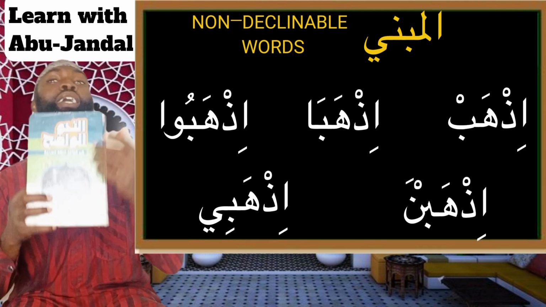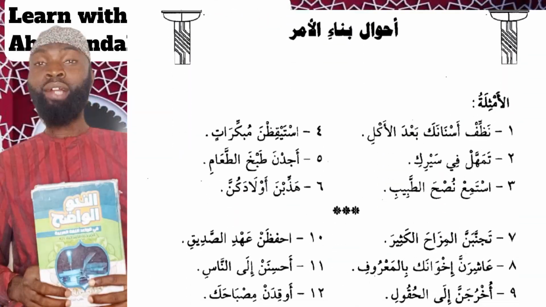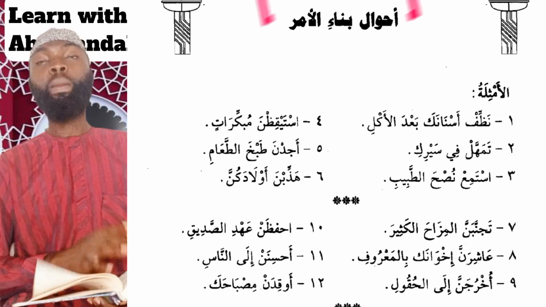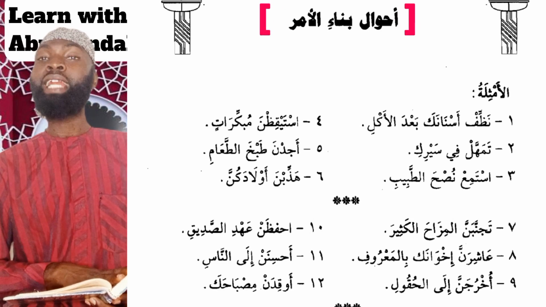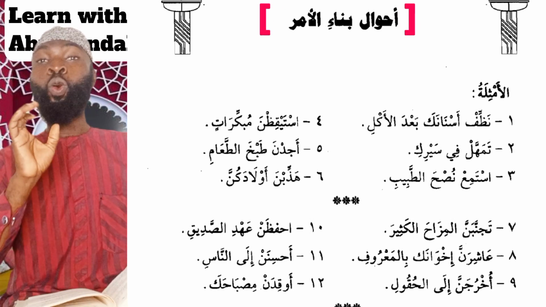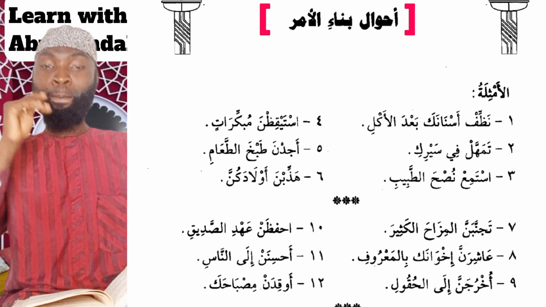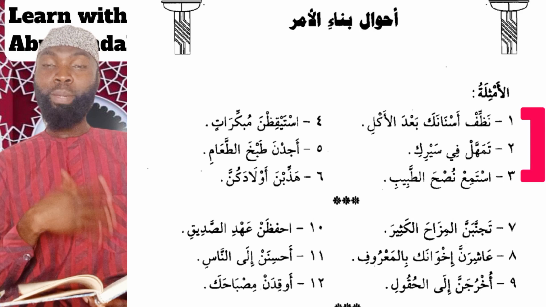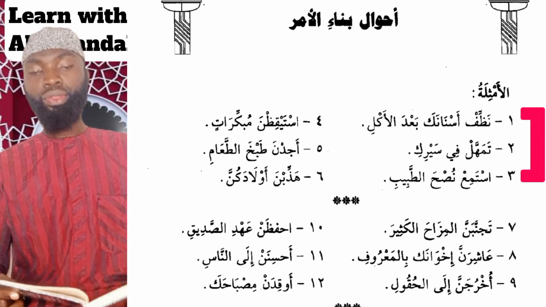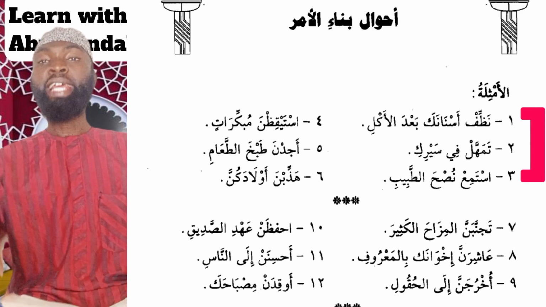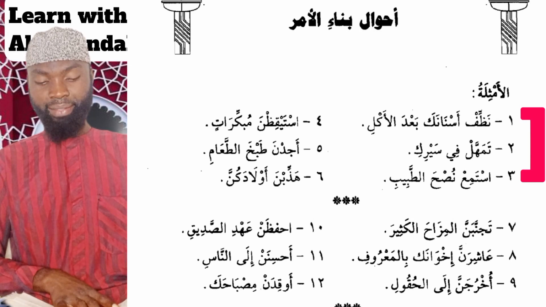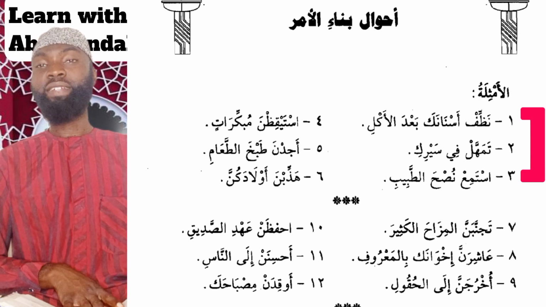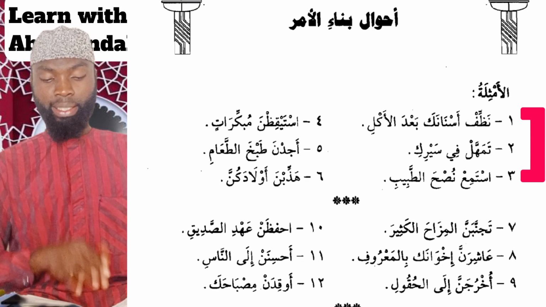So today we come back to our book النحو الواضح للمرحلة الابتدائية, and we are now in book 2, and the topic of today is أحوال بناء الأمر, the conditions upon which the command tenses are built. Here we have al-amthila as usual, examples to better our understanding. We have number 1, نظف أسنانك بعد الأكل, clean your teeth after eating. So نظف is a command tense. Number 2, we have تمهل في سيرك, walk gently, تمهل.